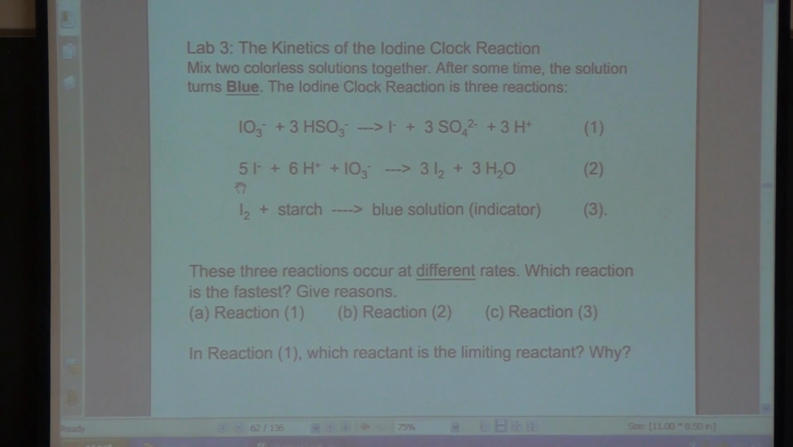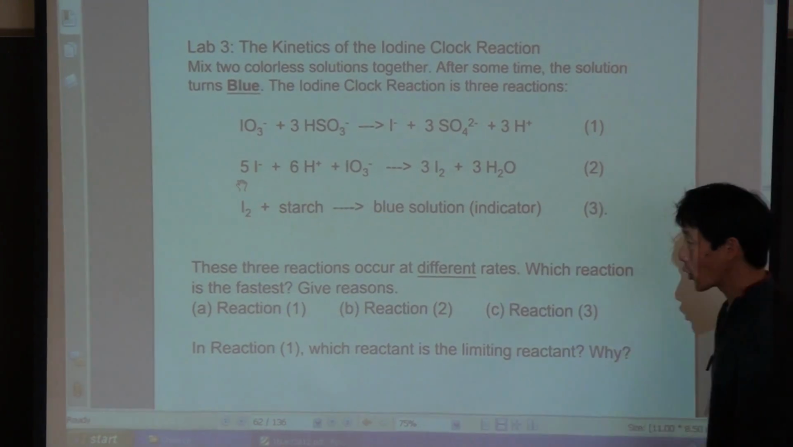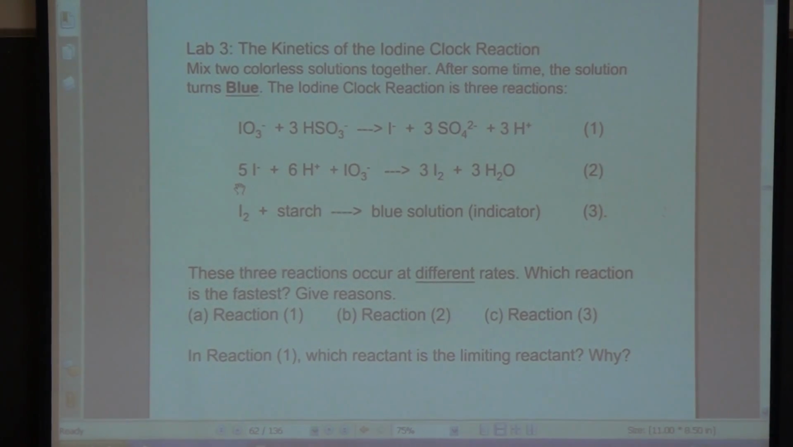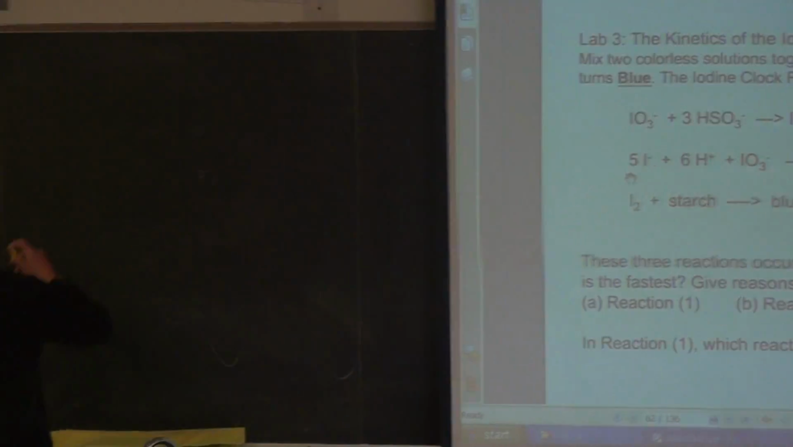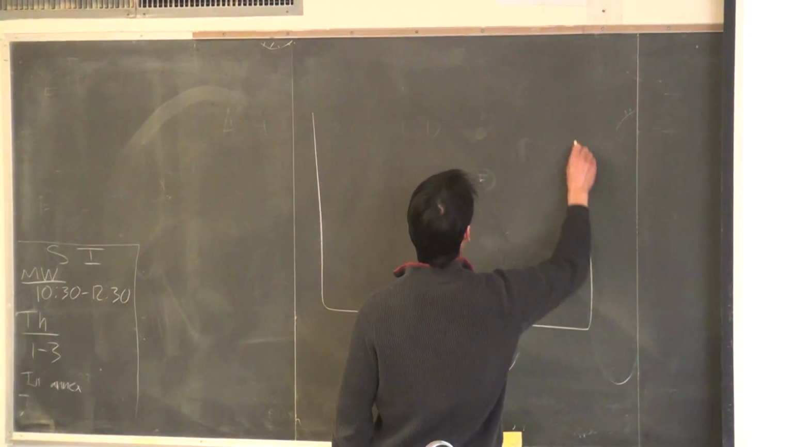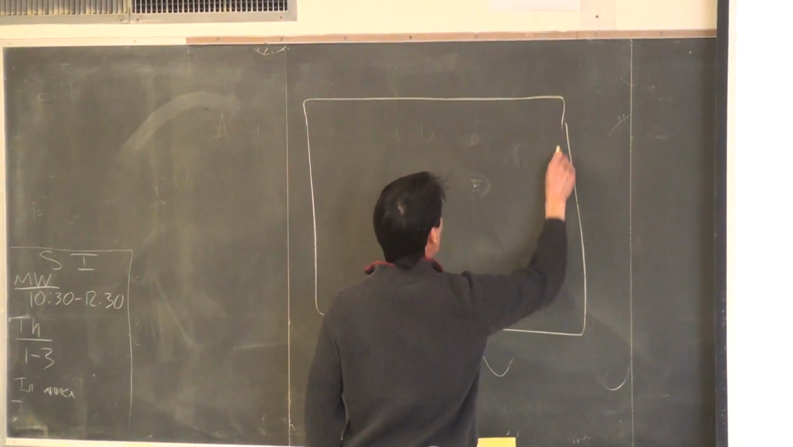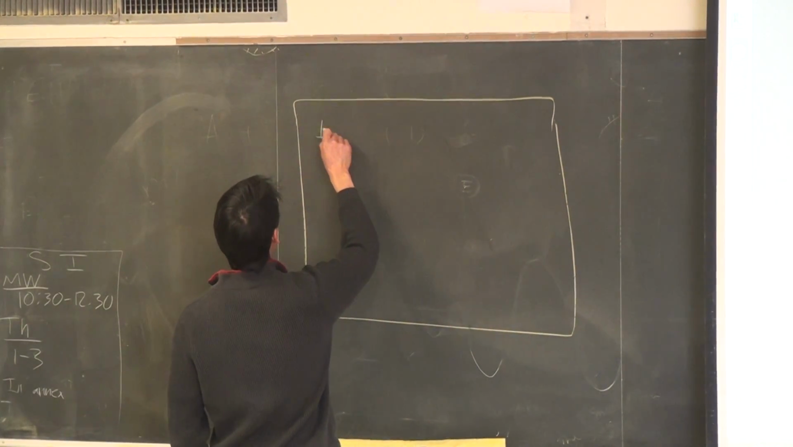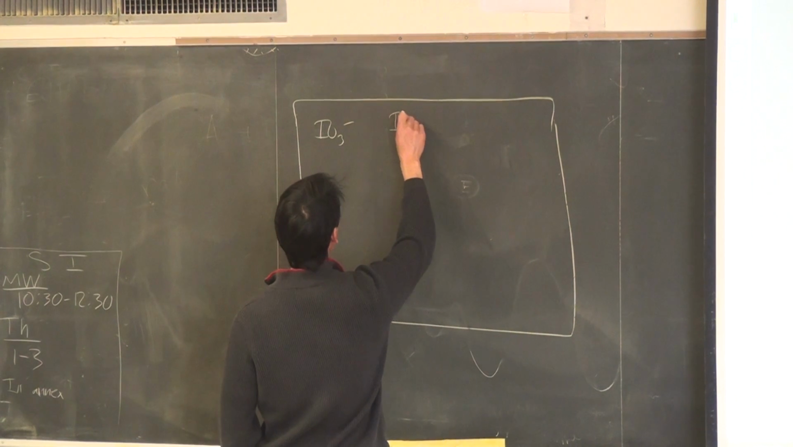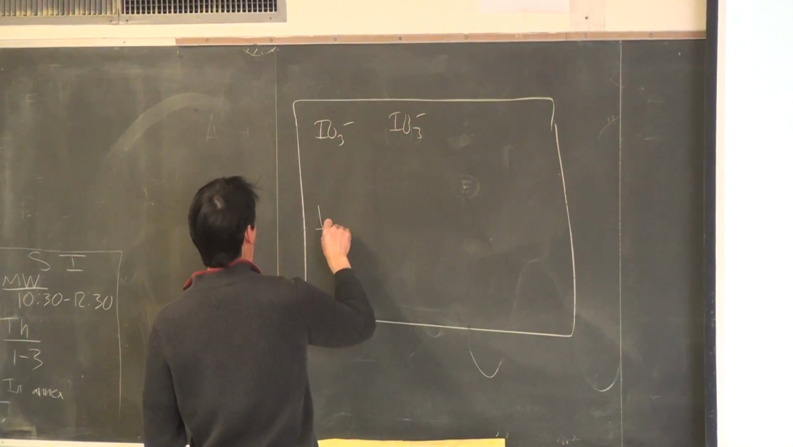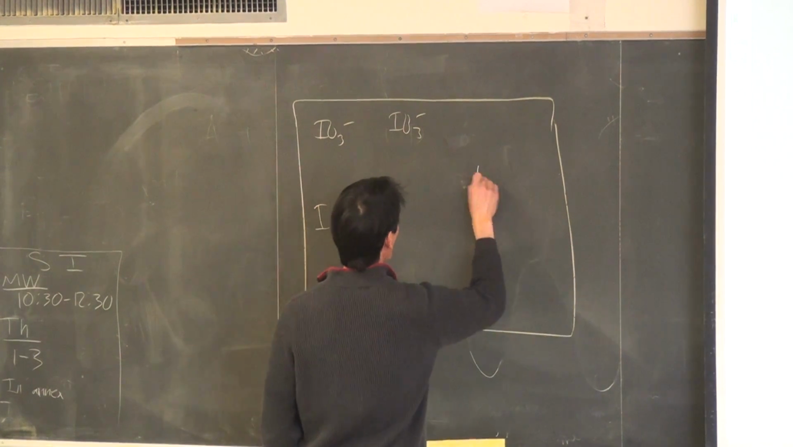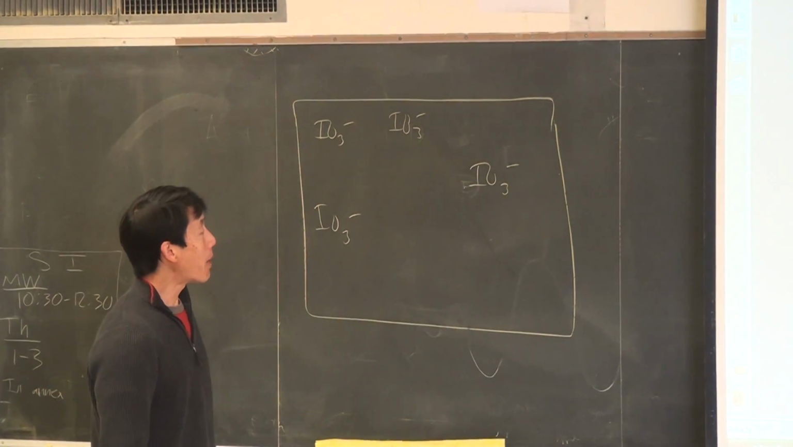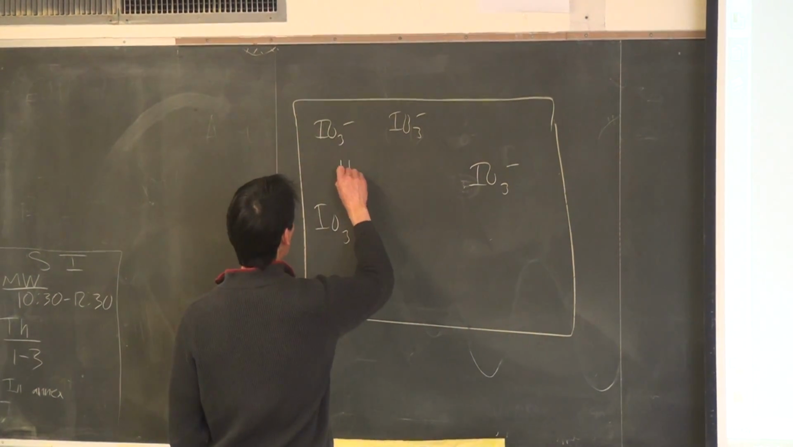So maybe what we can do too is let's draw a picture. What's going on here? Here is our reaction container. In this reaction container, initially we have IO3 minus present. I'll put a few of them in here. Because we know that for a reaction to occur, reactant molecules have to collide together with sufficient energy for bonds to break. And I'll put some HSO3 minus in here too.